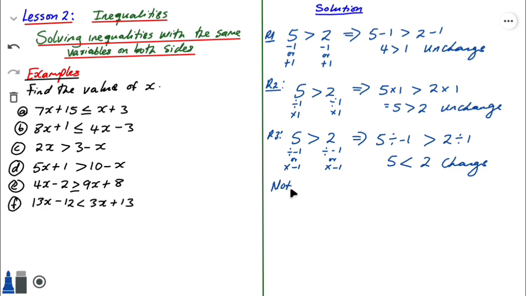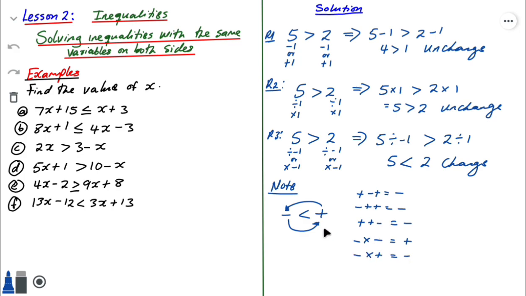Also, I want us to note this: if minus crosses the border of inequality, it is going to change to plus. And when plus crosses the border of inequality, it is going to change to minus. Likewise, plus minus plus will be equal to minus. Minus plus plus will be equal to minus. Plus plus minus will be equal to minus. Minus times minus will be equal to plus. And minus times plus will be equal to minus. Please, let's take note of all these rules as we proceed in our calculation.